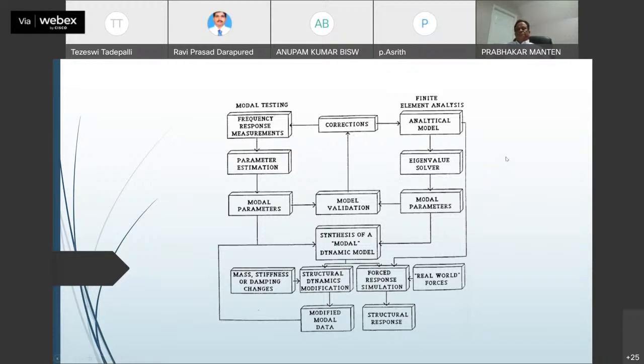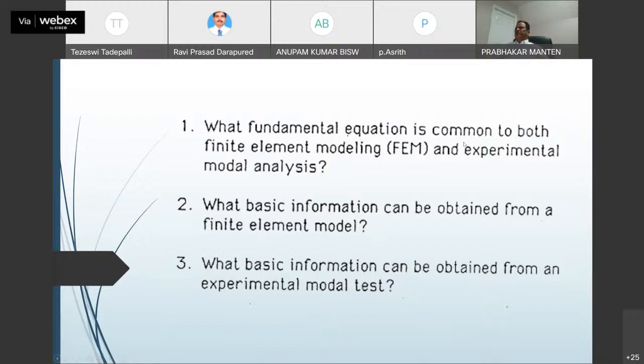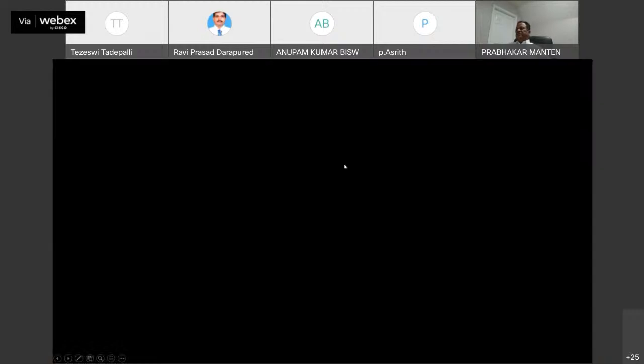So again, what fundamental equations are common to both finite element and experimental analysis? You see, there are some fundamental ones, when we say mass, stiffness, damping. What basic information can be obtained from a finite element model? You can ask those questions. And what basic information can be obtained from an experimental modal test? These are all things that you can identify and see.